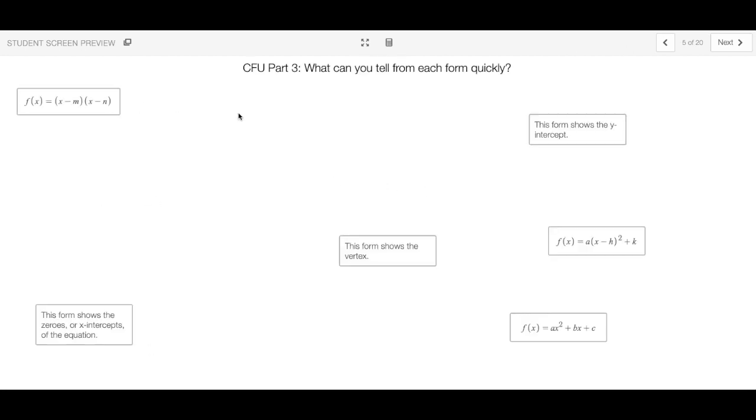Finally, you'll do another card sort to show what you've learned so far. This will be a chance for your teacher to intervene and help anybody who's still struggling with the concept, because I know that you can get it.